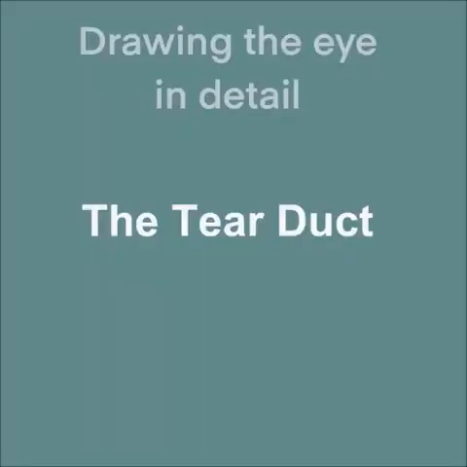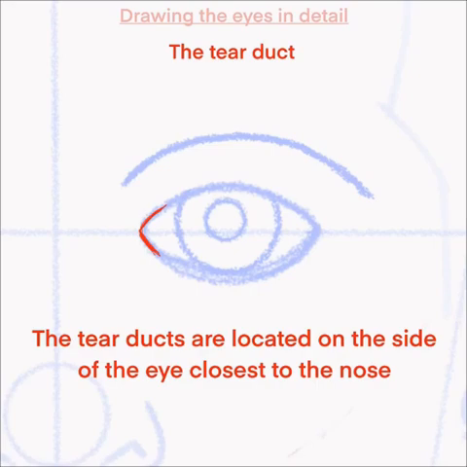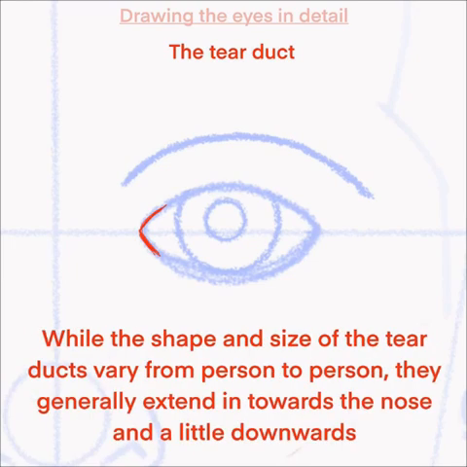The tear duct. The tear ducts are located on the side of the eye closest to the nose. While the shape and size of the tear ducts vary from person to person, they generally extend in towards the nose and a little downwards.